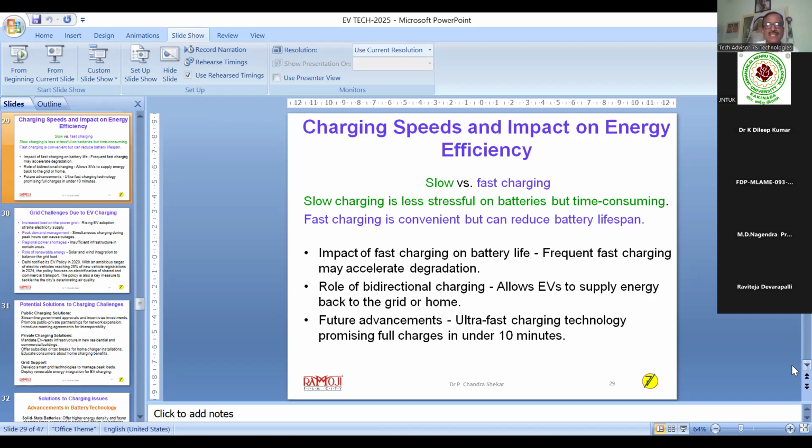Impact of fast charging on battery life: very frequent charging may accelerate degradation. Suppose I have charged, but I'm going a long way and I want to charge again. If you keep on charging, the battery will also degrade.